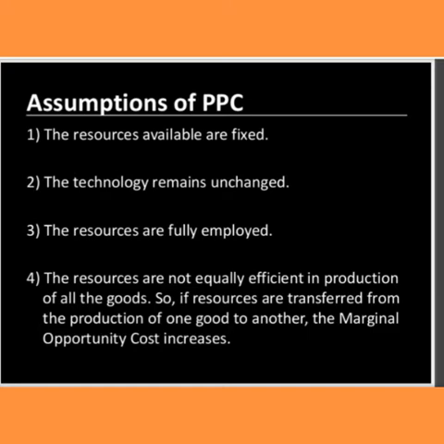Especially, we know that all the resources have alternate uses. Third, the resources are fully employed. The fourth one, the resources are not equally efficient in production of all the goods. So, if resources are transferred from the production of one good to another, the marginal opportunity cost increases.